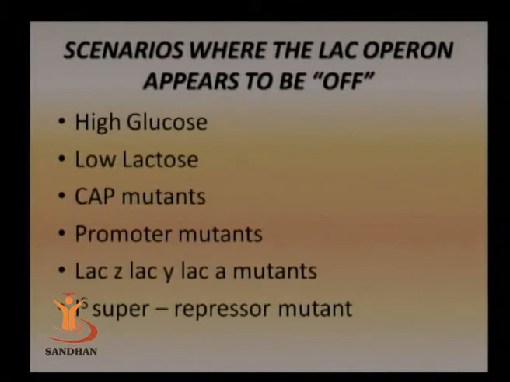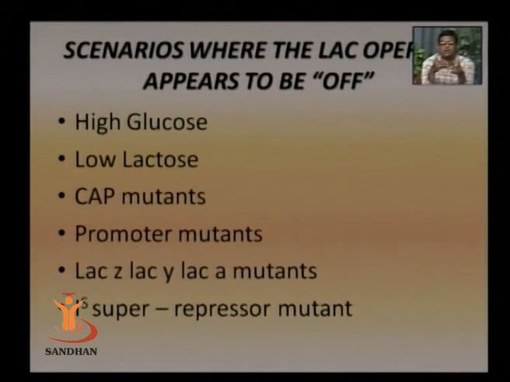Okay, so the first condition is high glucose. As we just saw, high glucose inhibits adenylate cyclase and all the things. So high glucose will usually give a negative impact on the Lac Operon. The second thing is low lactose. Low lactose has the same role. Low lactose means the repressor will not detach from the site, so the repressor will inhibit the process.